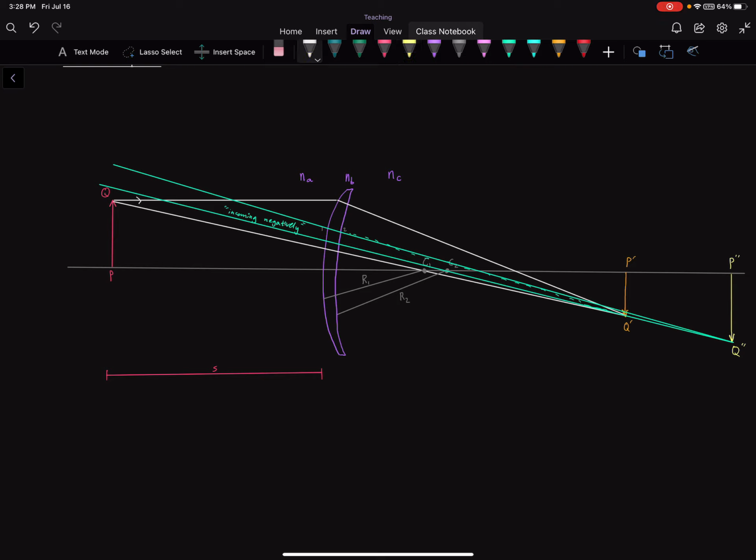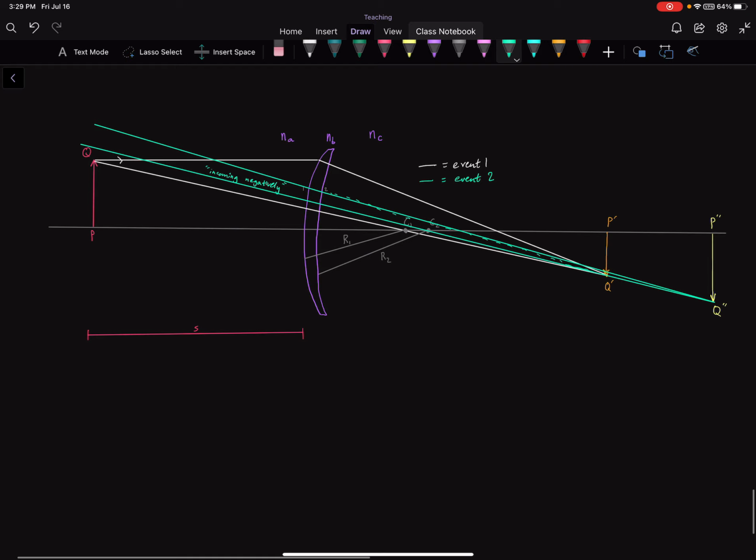And so to clear it up, event 1 is white, and this cyan color is event 2. So that clears it all up, right? Very easy to understand. No, not really. So we're going to walk through this. But first, let me finish this guy up. So here we have, that works. We have the image distance from this first guy.